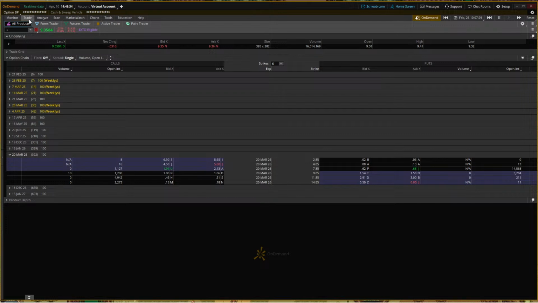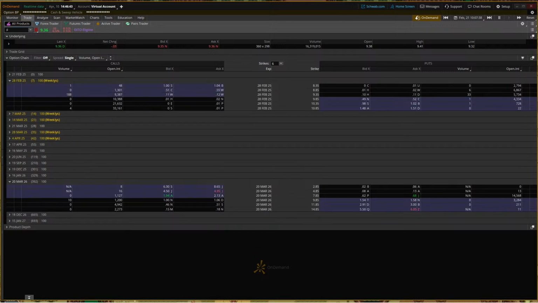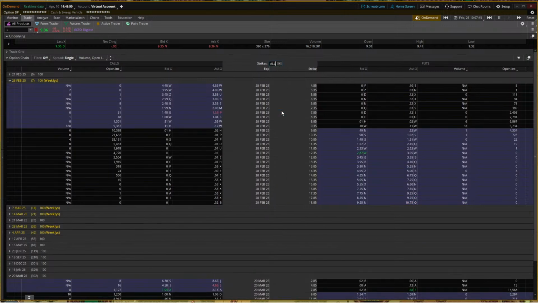So we're going to do some short puts, and we're going to keep them. We could do weeklies. Here's what we're going to do. We're going to do that one. Give me all the strikes. I want all the strikes.